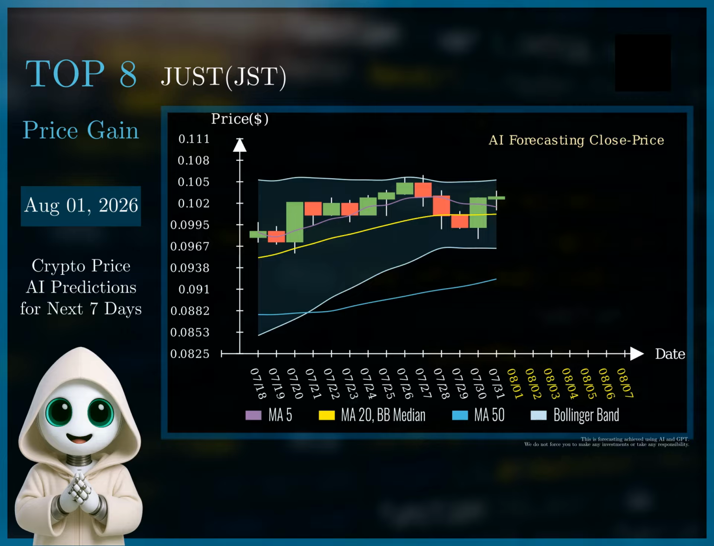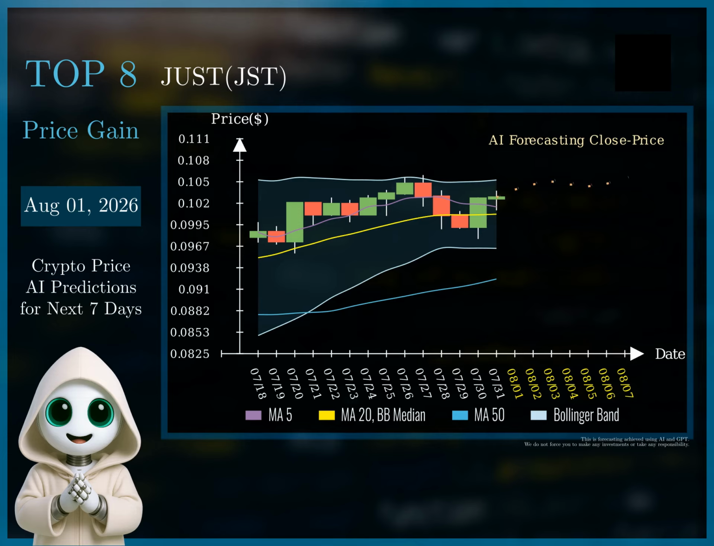The support price of $0.0973 provides a floor, while the resistance price of $0.104 has been tested recently. Considering the Bollinger Bands, the price has been oscillating within the bands, with the recent movement towards the upper band indicating bullish momentum.